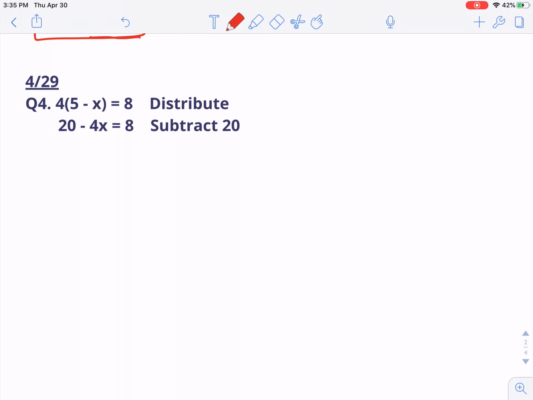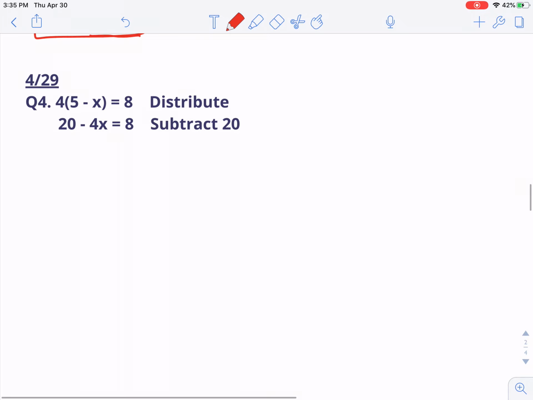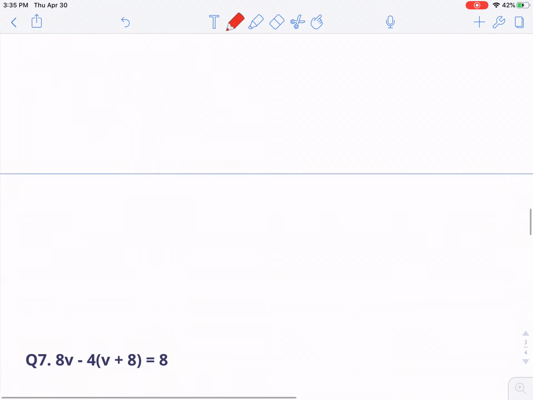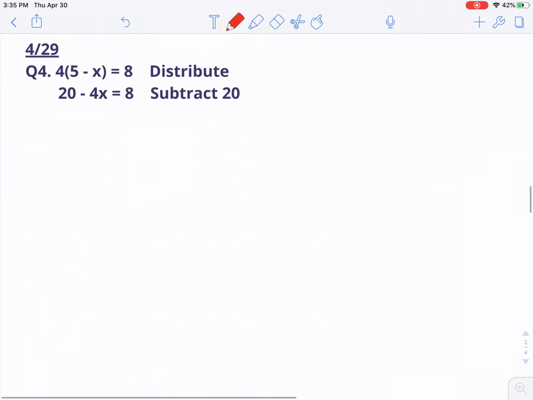So on this one, we see that there's a parentheses, and we see that there's a number in front of the parentheses. There's 2 ways that we can do this. So let's do the first way. Let's do this by distributing. And then on the next problem, we'll solve it in a different way that I find a little easier. But everyone has their preferences.